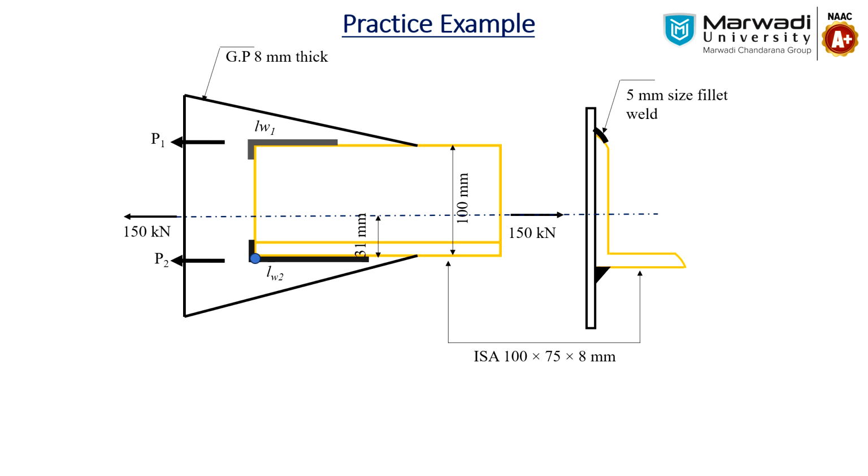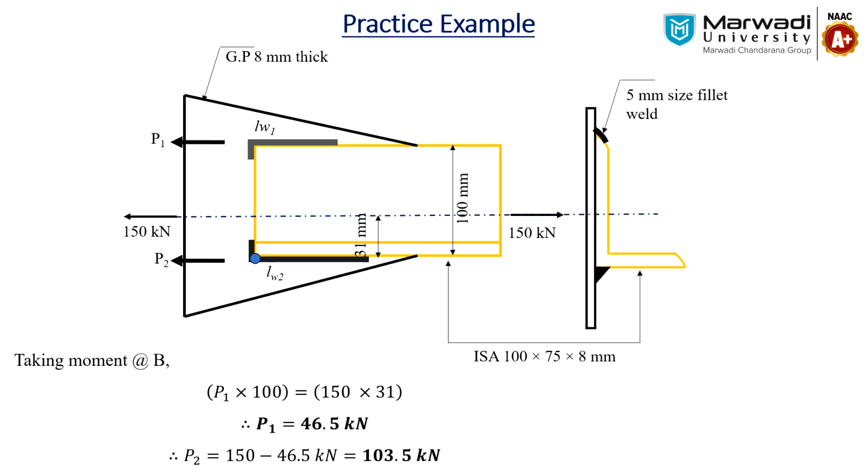So what we can see on the top is the force P1 multiplied by 100, that is the total distance over here, while there is a 150 force acting at the CG, so that is going to be multiplied with 31. So the force P1 will be 46.5, and the total force is 150, so P1 plus P2 is 150, so we have to deduct the 46.5, so P2 will be 103.5.